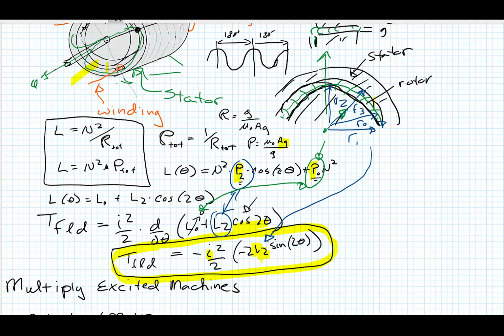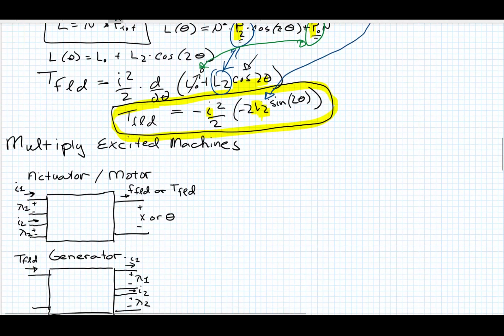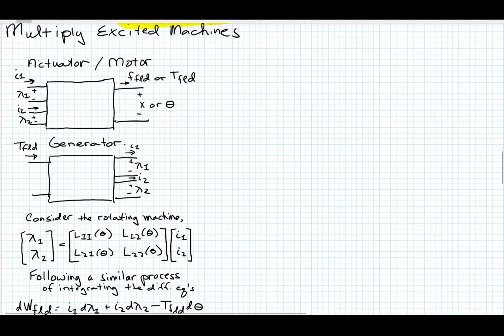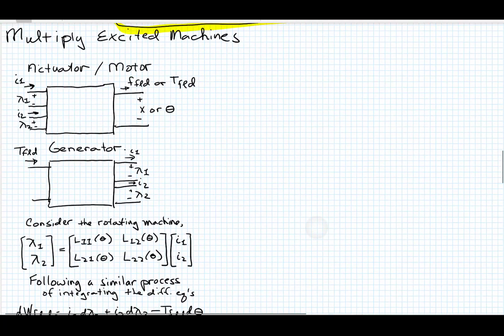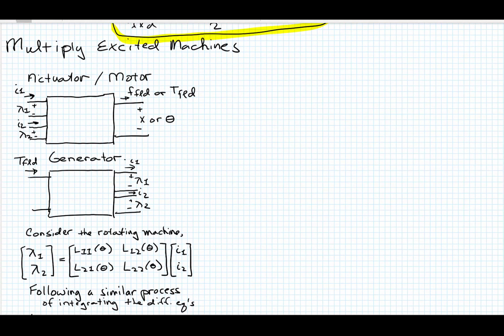Yeah, much better by now. Okay, good. Yeah, and Adam pointed out the L2 was missing. Thank you. Appreciate it. Okay, so let's go on to multiply excited machines. You guys got to be careful about asking me questions that I really get turned on about, and that's one of them that Mustafa was just asking.